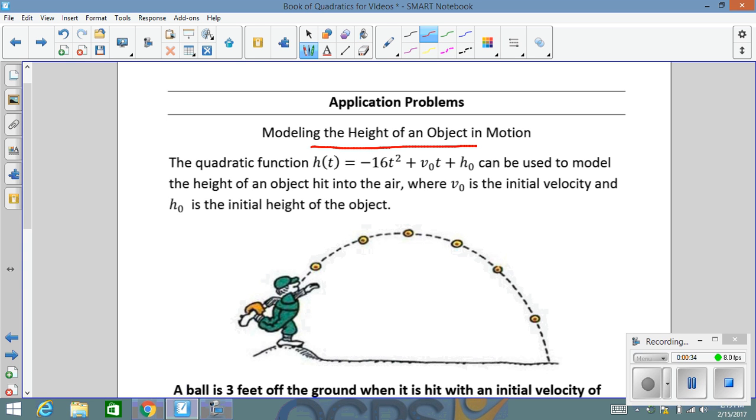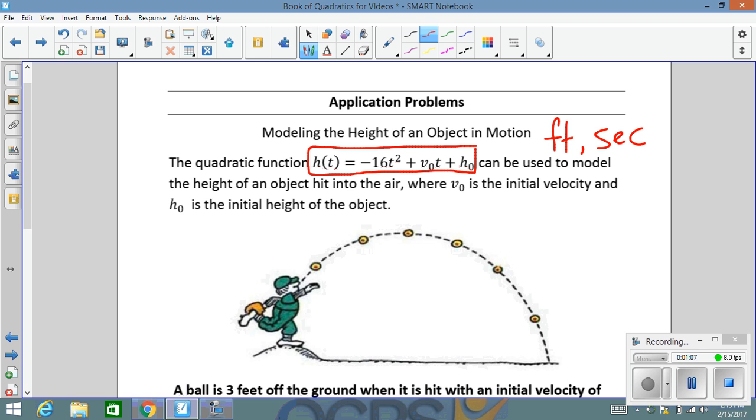This is our general form for modeling an object in motion. So I'm talking about hitting a baseball with a bat, throwing a basketball, shooting a rocket out of a cannon. We're measuring our height with respect to our time. We're writing an equation there. I should mention this specific equation has to be height measured in feet, time measured in seconds. If you change one of those, the -16 changes.